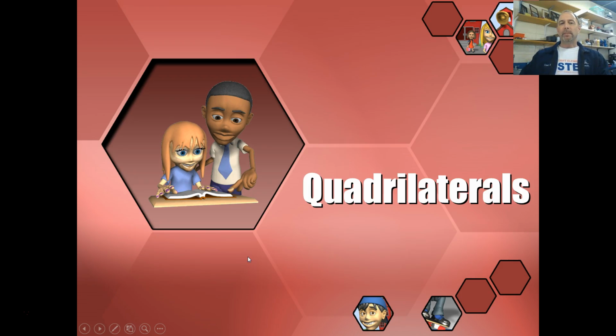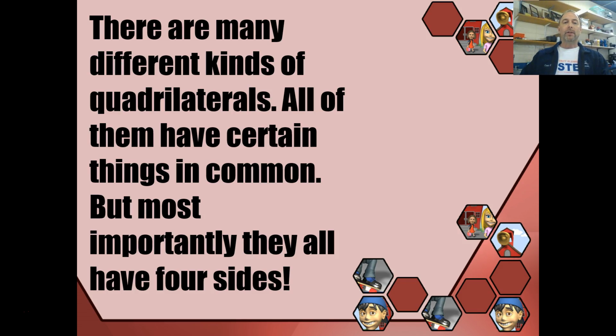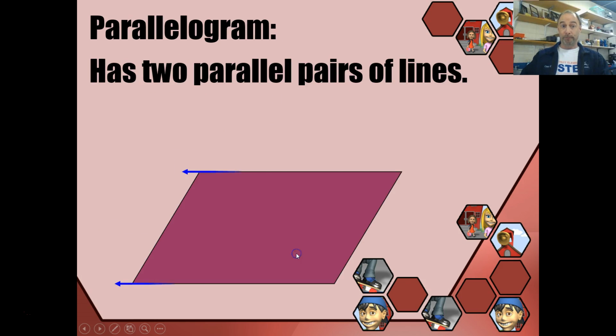Our first group of shapes are known as the quadrilaterals. Quad meaning four, and lateral, line or side. In this case, there are many different kinds of quadrilaterals. All of them have certain things in common. Most importantly, quadrilaterals all have four sides. Our first quadrilateral is a parallelogram, and a parallelogram simply has two parallel pairs of lines. Boom, done.